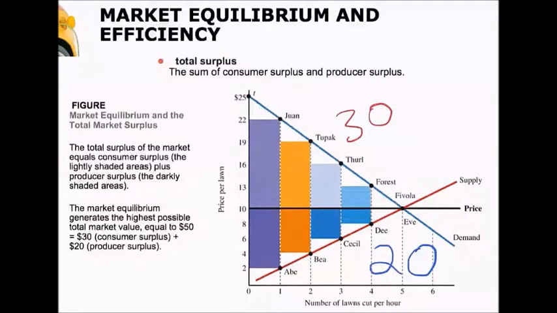So total surplus in this market at equilibrium is the area underneath the demand curve above the price plus the area above the supply curve underneath the price. It's 30 plus 20, or $50 worth of total surplus.